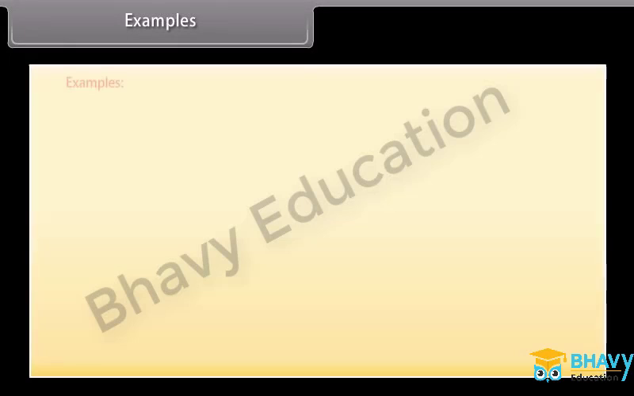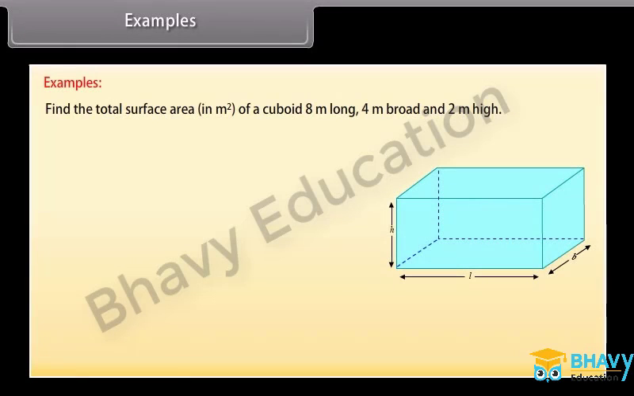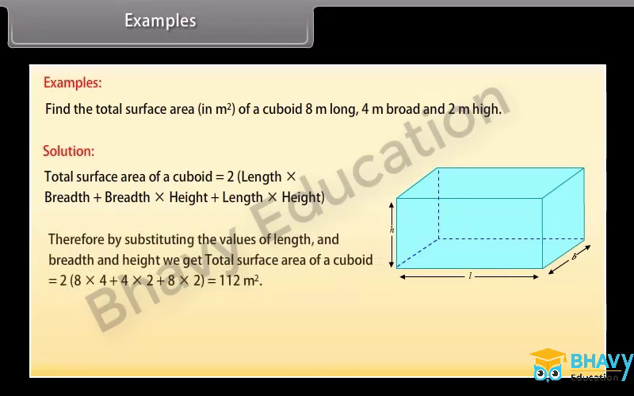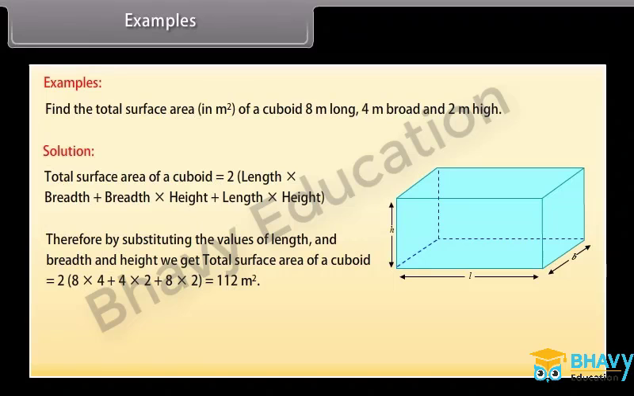Example. Let us solve some examples now. Find the total surface area in meters square of a cuboid 8 meter long, 4 meter broad, and 2 meter high. Solution. We know that the total surface area of a cuboid is equal to 2(LB + BH + LH). Therefore, by substituting the values of length, breadth and height, we get total surface area of the cuboid, which is equal to 2(8 into 4 plus 4 into 2 plus 8 into 2), which is equal to 112 meters square.